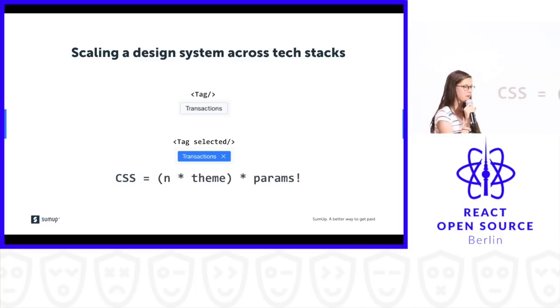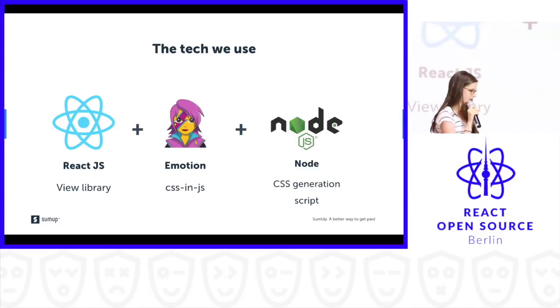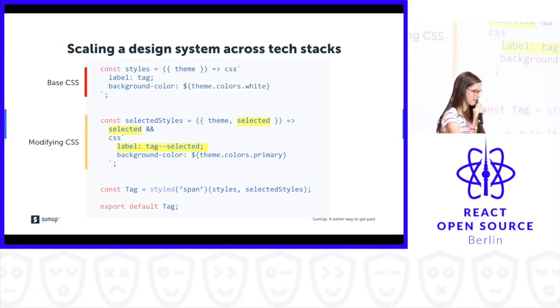So if you think about this in my attempt at a math equation, you have to multiply however many themes you have by every possible combination of parameters in order to find out what are all of the CSS styles I need to put into, say, an external style sheet. And this is where Node comes in, right? A lot of things can be solved with a Node script, and this is one of them. So how do we do this?